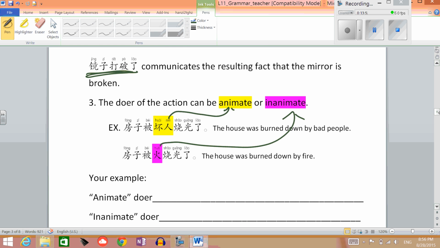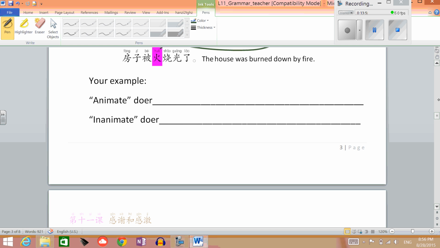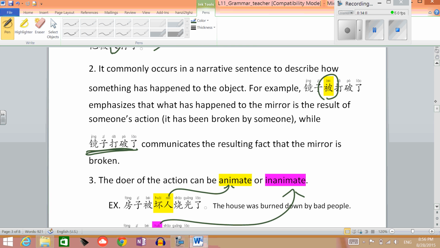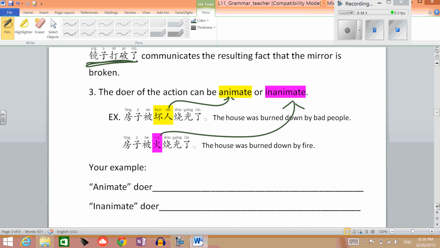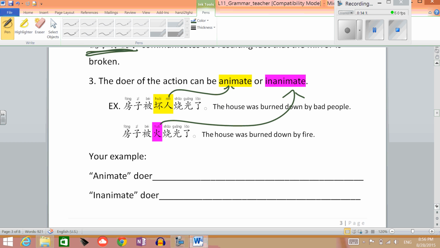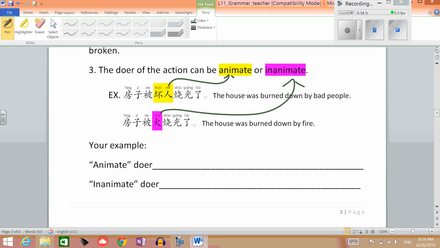Now I want you to give examples of those 2 things, different kinds of action doers. These 2 don't have to be like the examples that I provided. Those are kind of related, about the house burned down and the fire burning the house. It doesn't have to be that way. I just want to see if you can find examples of those 2, animate doer and inanimate doer.